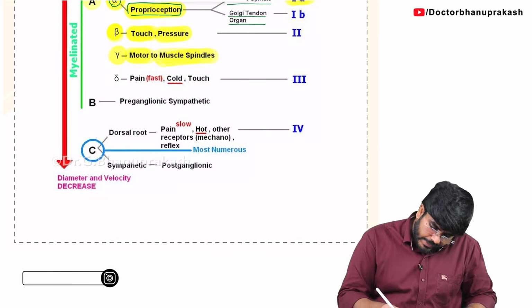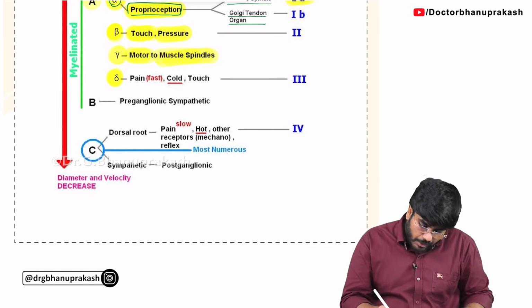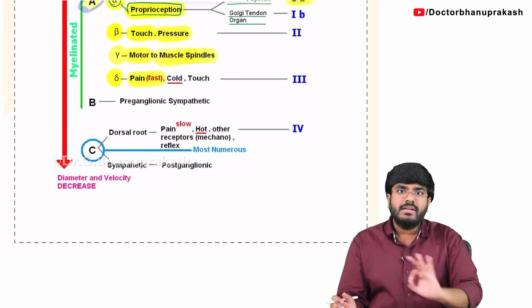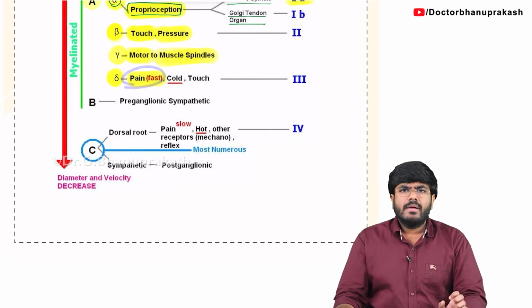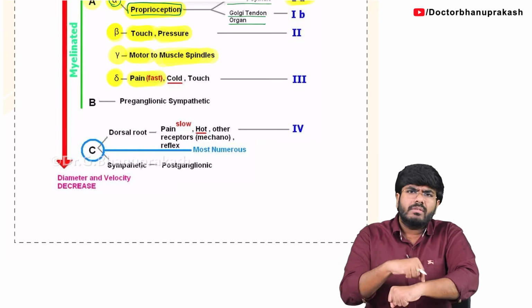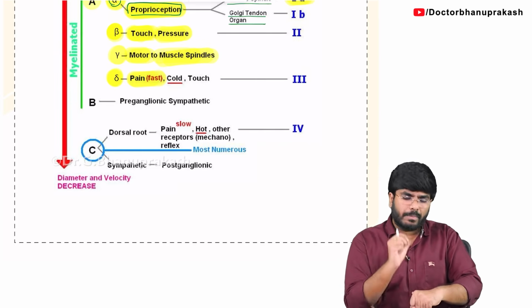Then what about the A delta? A delta carries fast pain. The word fast is important, because A fibers are highly myelinated, they have high conduction velocity, so they will carry fast pain. Whenever someone comes and pricks you with a pin, you will have a very fast pain. You can feel it very sharply, a sharp, localized pain.